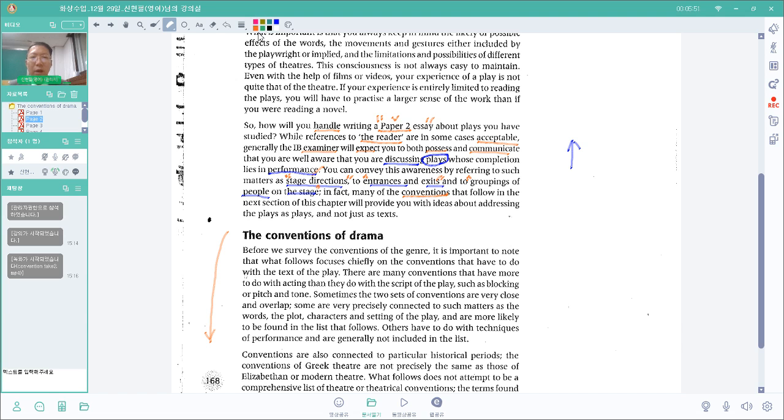And also you have to address your idea that this play, such as Twelfth Night, is not just a text. It's a script written for live performance on the stage. In this later part we will talk about more techniques regarding the drama or play. But as side information, since we don't really have an IB Paper 2 essay in your course, I guess you don't need to really worry about this part right here. Okay?